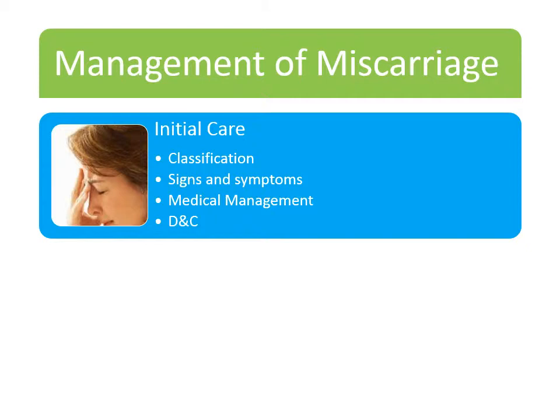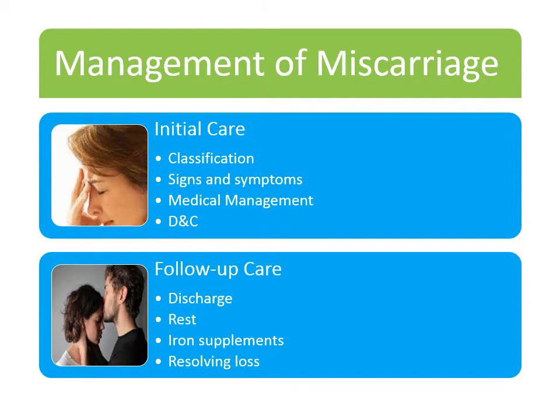Antibiotics may be given as necessary. RhoGAM will be given if the woman is Rh negative. The woman is usually discharged the same day within a few hours if her vital signs are stable. The need for rest is emphasized along with iron supplements if there was significant blood loss. The loss is an issue for most women. Refer the woman and her husband or partner to support groups.